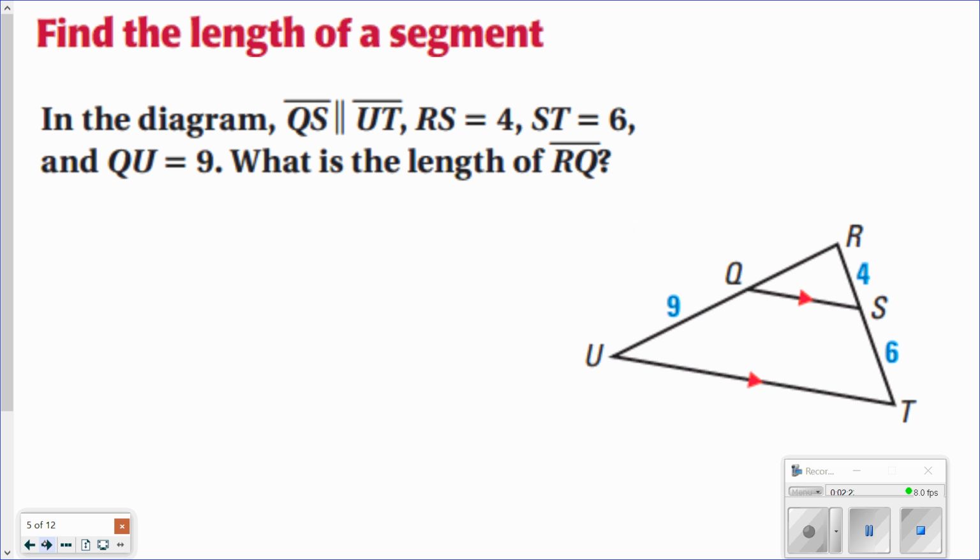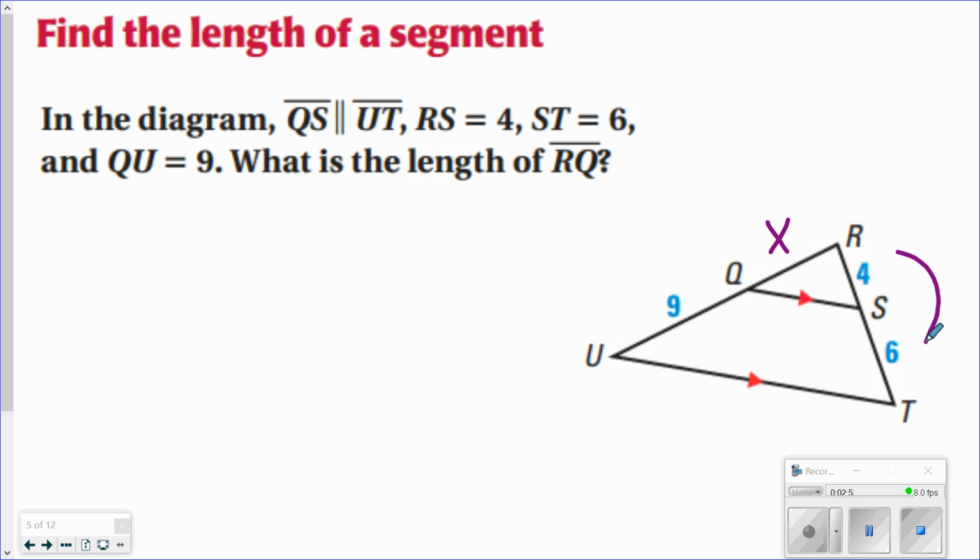Find the length of a segment. So in the diagram, we know that QS is parallel to segment UT. And if you look at the diagram, we see those red arrows. RS is equal to 4, ST is equal to 6, and QU is equal to 9. We want to know what is the length of RQ. I'll put an X there. So I just want to solve for X. To do so, we've got to use our theorem.